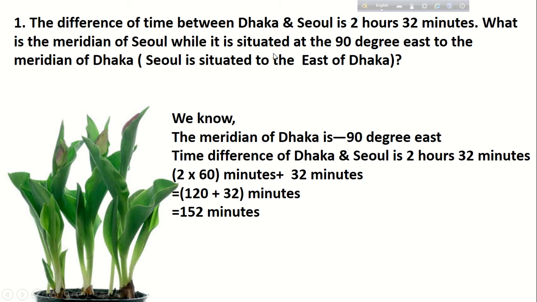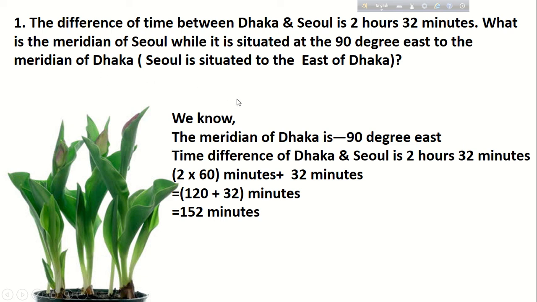The difference of time between Dhaka and Seoul is 2 hours and 32 minutes. Here, that is 2 hours and 32 minutes, the time difference between Dhaka and Seoul. So, hours must be converted to minutes. These two types of fraction will not be counted in our mathematics. So, what is the meridian of Seoul, while it is situated to the east of the 90 degree east meridian of Dhaka?